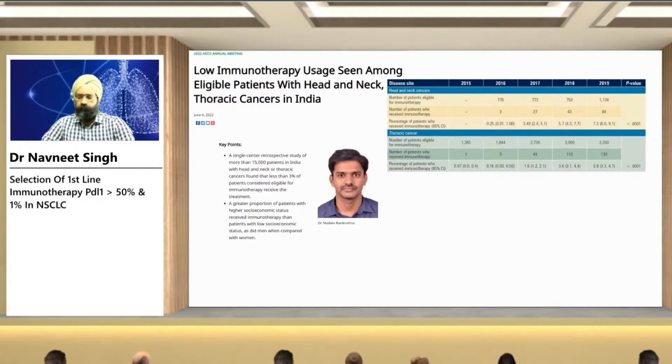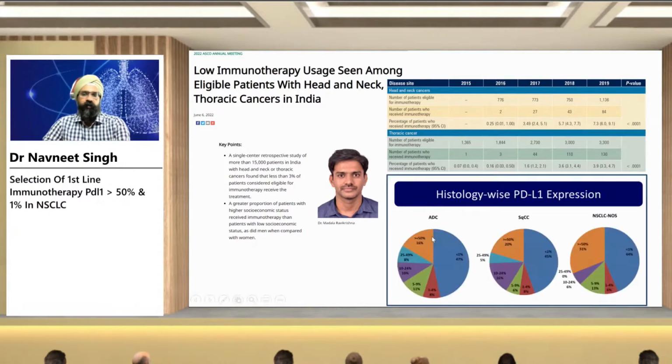And this was a very interesting paper presented at ASCO this year by Tata Memorial Group itself, in which they showed that only 3% or less of eligible patients actually received immunotherapy. And the difference was more marked for thoracic cancers as compared to head and neck cancers. And cost is not the only constraint. This data is our data from PGI and very similar to what Rajiv showed. You can see that no expression was there in roughly around 40% or so. Very high expression was limited to around anywhere between 16% to 31%, depending upon the histology, and the rest was between 1 to 49%.